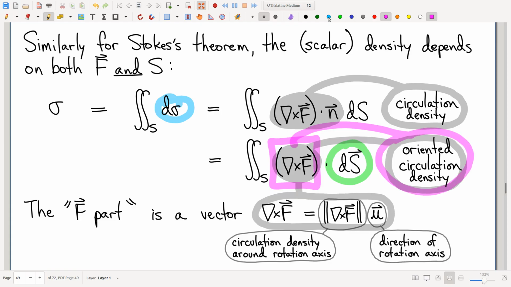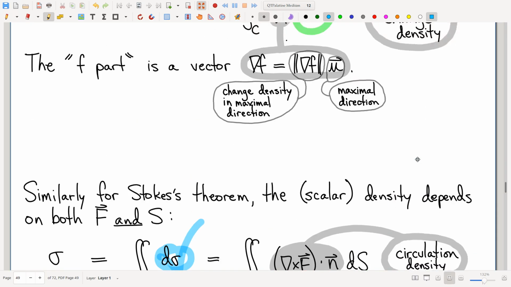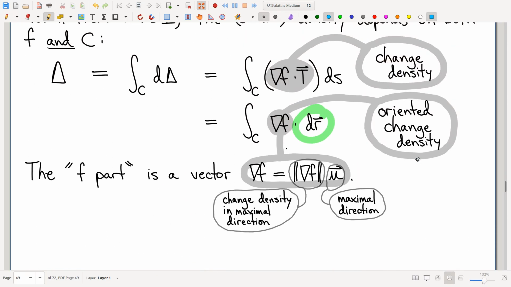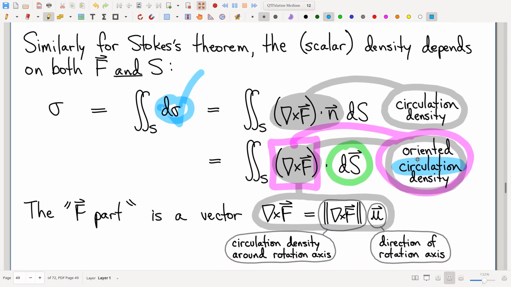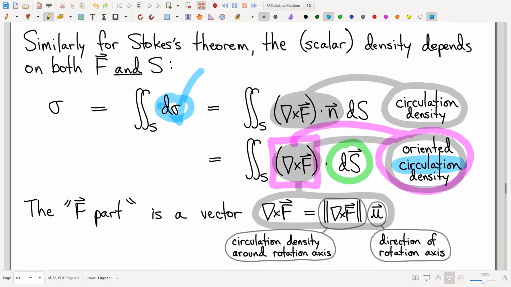And of course the stuff in this case is circulation, so this is oriented circulation density. And I know it's a mouthful. It's a lot to digest. It takes some getting used to. I urge you, dwell on the analogy. Dwell on how what we're doing here is so similar to what we did here. This is just kind of a rip-off of the little move that we pulled back then.